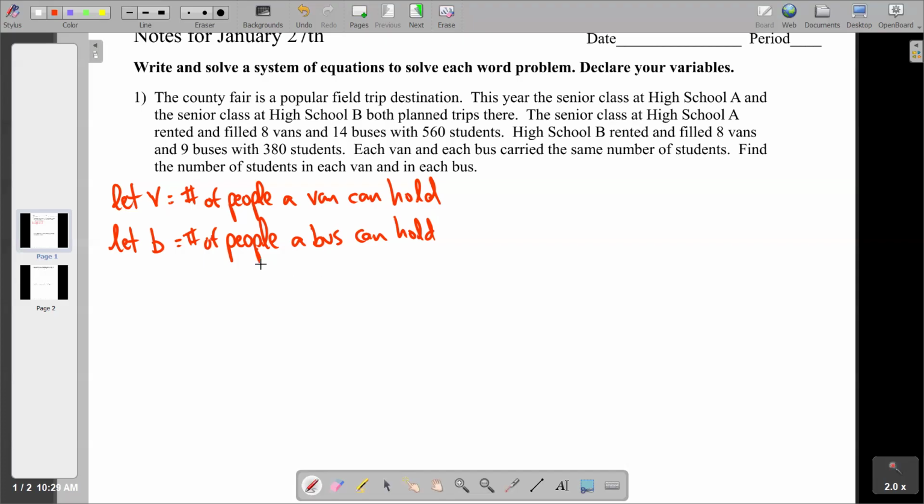Eight what? No, 8B. Good for you. So they filled 8 vans. So that means that there were 8 times the number of students that a van can hold. Good for you. Way to get us started. What else can you tell me about high school A?